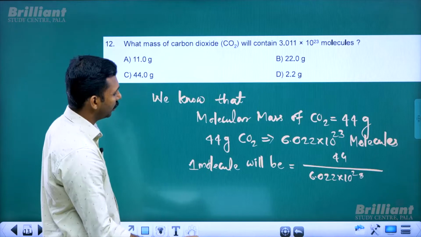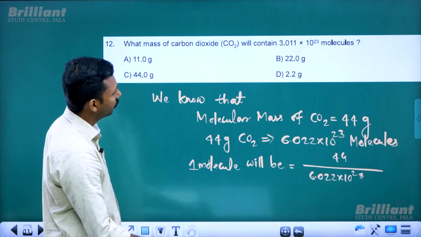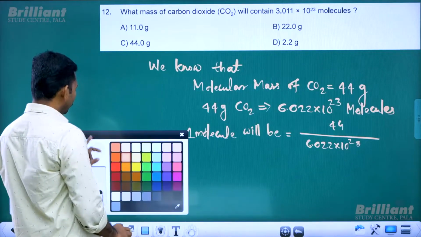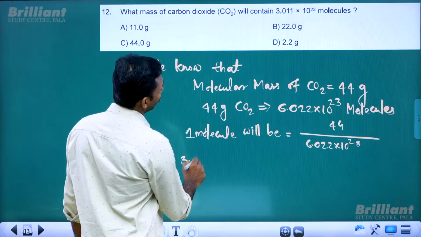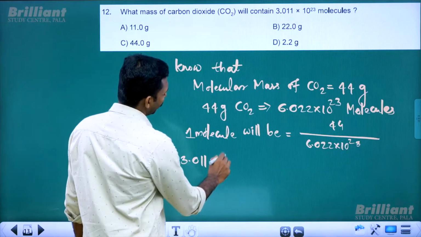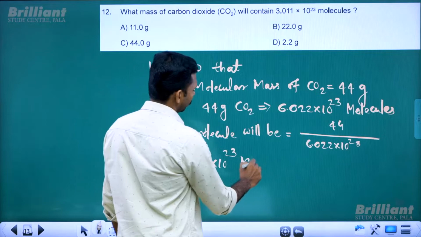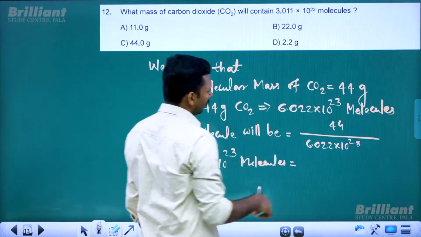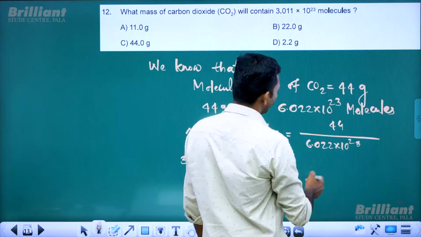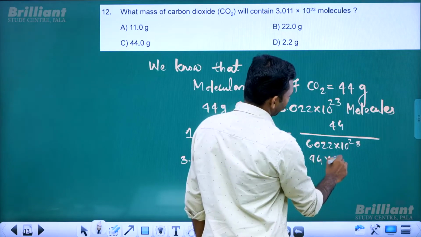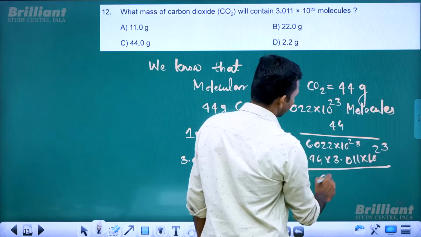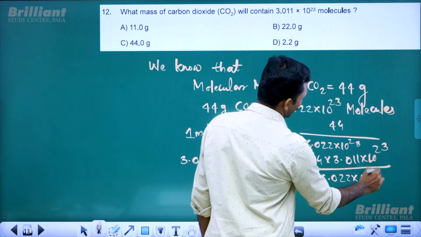6.022 into 10 raised to 23. Okay, so what will be the mass of how much? 3.011 into 10 raised to 23 molecules. So 3.011 into 10 raised to 23 molecules is equal to, we are multiplying it with 44 by 6.022 into 10 raised to 23. 44 into 3.011 into 10 raised to 23 divided by 6.022 into 10 raised to 23.